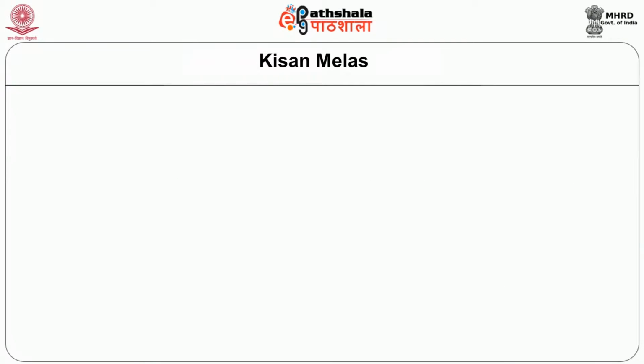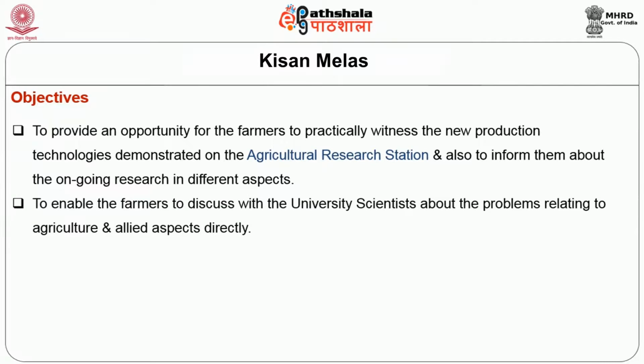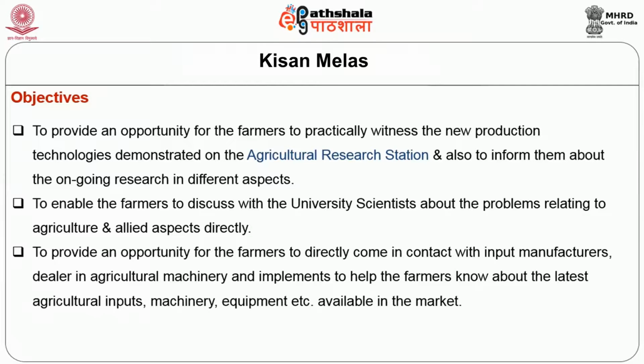So, now let us see the objectives of Kisan Mela. First objective is to provide an opportunity for the farmers to practically witness the new production technologies demonstrated on the agriculture research station and also to inform them about the ongoing research in different aspects. Second objective is to enable the farmers to discuss with the university scientists about the problems relating to agriculture and allied aspects directly. The third objective is to provide an opportunity for the farmers to directly come in contact with the input manufacturers, dealers in agriculture machinery and implements to help the farmers know about the latest agricultural inputs, machinery, equipments etc. available in the market.